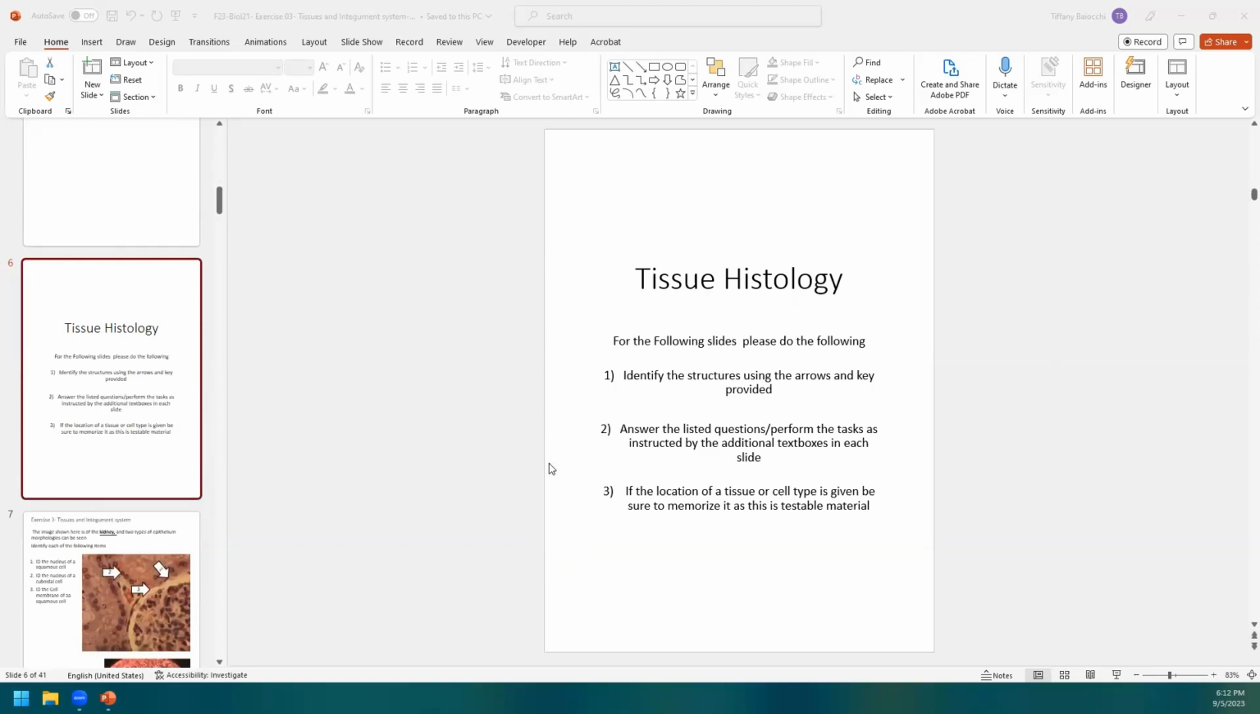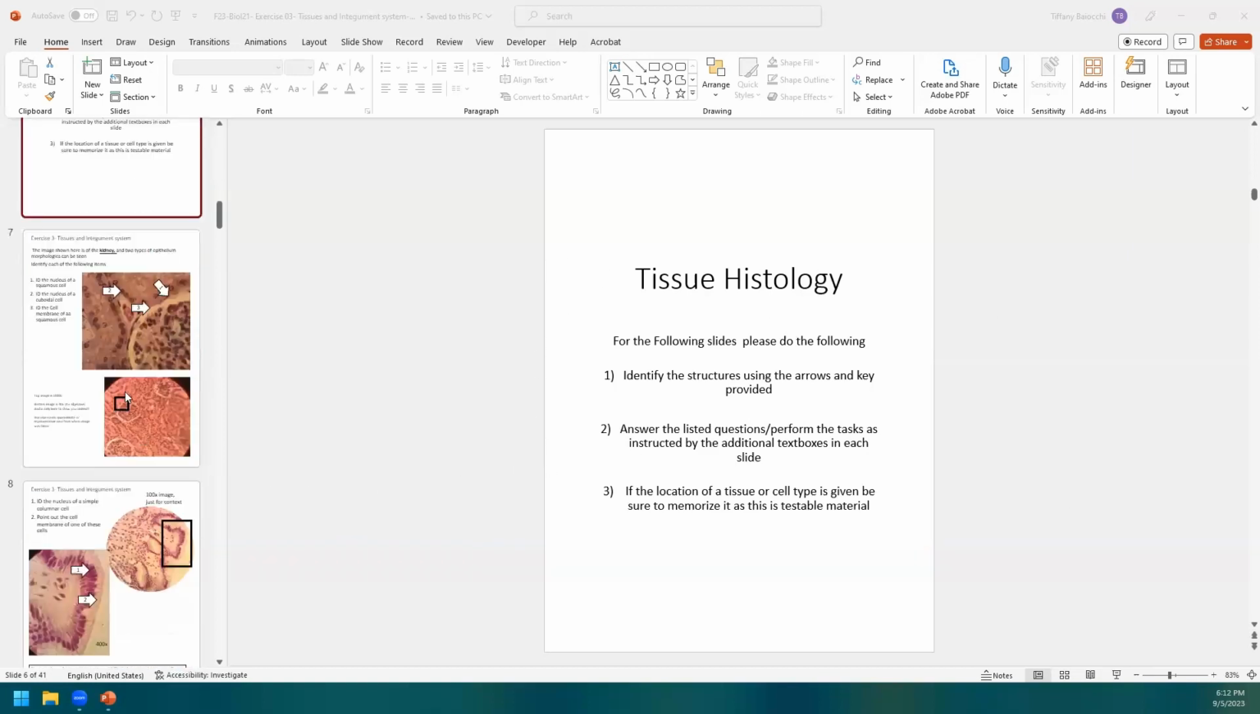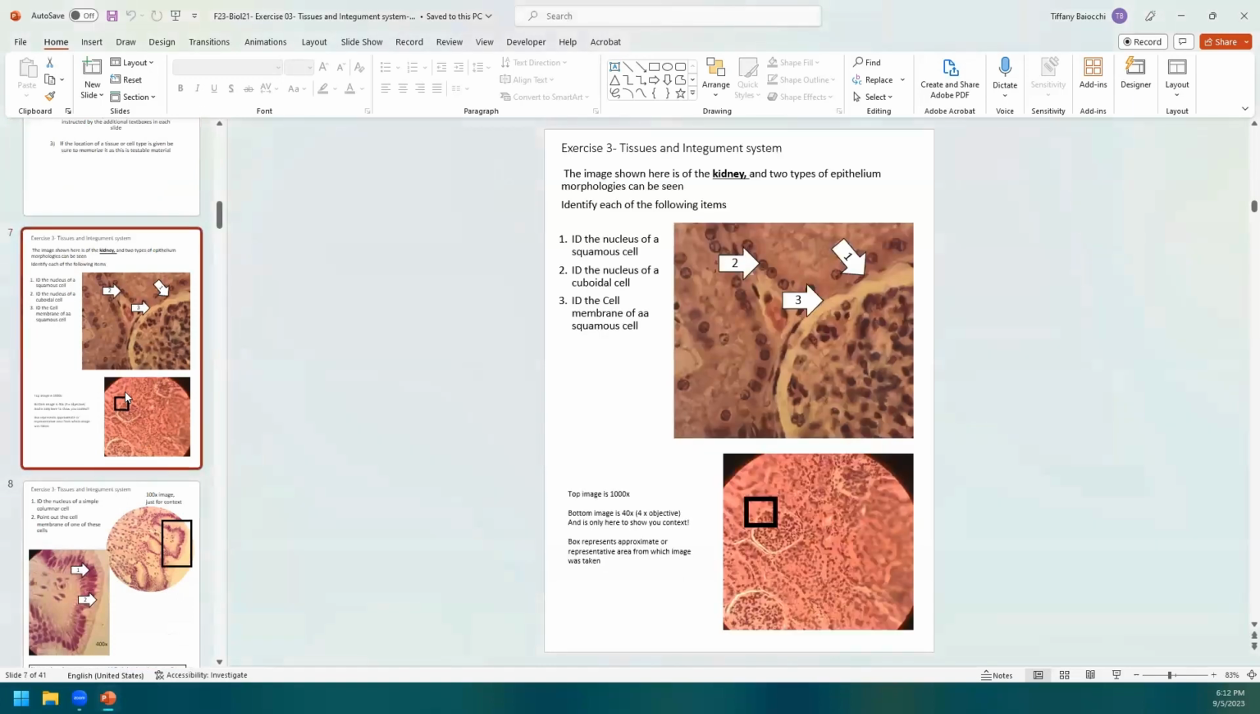I'm going to focus on the tissue histology. For this first one, I'm going to go over the kidney tissue, which I've given you an image of here. This one down at the bottom is more zoomed out, and this picture up top is roughly where we've boxed in the lower picture.